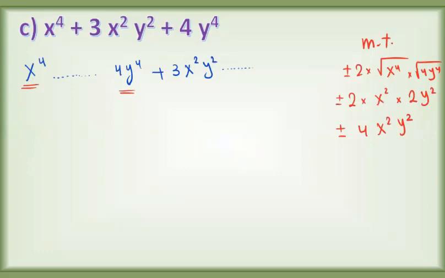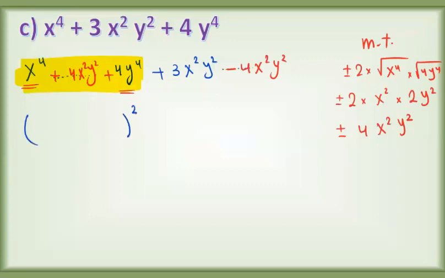Then we take this term and add it between x power 4 and 4y power 4 with a positive sign. Then we subtract it again with a negative sign, negative 4x power 2 y power 2. Then the first three terms are a perfect square, factorized by one bracket power 2. The square root of x power 4 equals x power 2, and the square root of 4y power 4 equals 2y power 2, and the sign is positive.